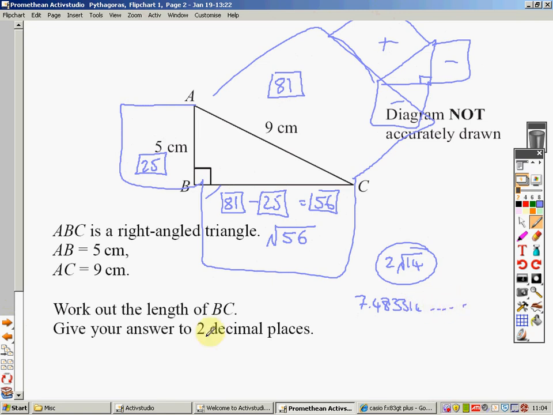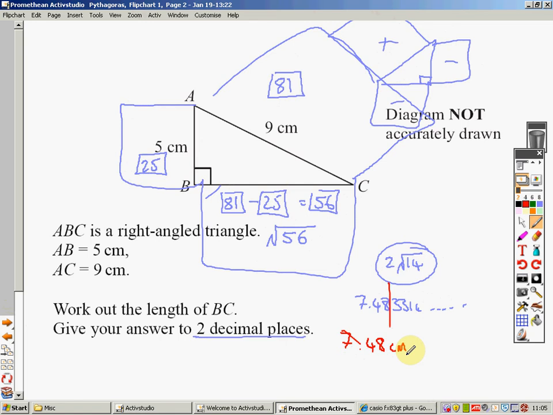They've actually asked for 2 decimal places. So let's put the chop in. Dunk. That's less than 5, so it stays as it is. My final answer is 7.48 centimeters. Okay. Hopefully you got that correct.